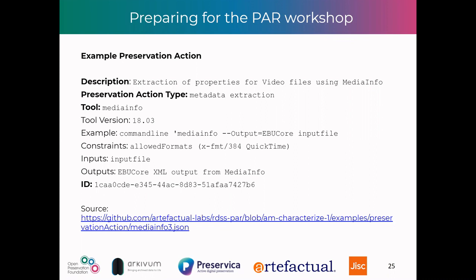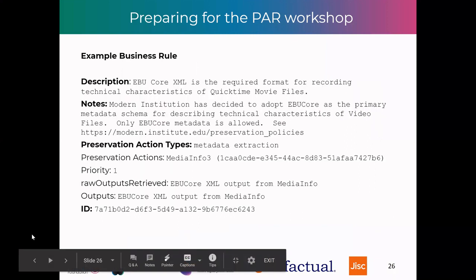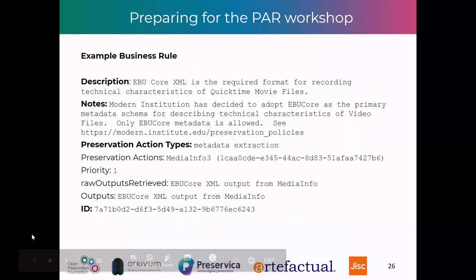You'll note there's an ID here with a particular number. If you go to the next slide, here's an example of a business rule, and it has a property called preservation actions, which links to that previous preservation action like we just showed.